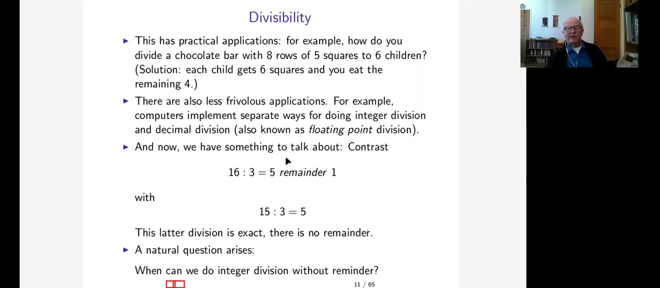So now we started with natural numbers. We realized we can do division, and we realized we can do division with remainder. And then we notice a curious thing. Sometimes we do have a remainder. So for instance, 16 divided by 3 is 5, with remainder 1. But if we take 15 divided by 3, that's just 5, and there is no remainder. So that's a curious thing. When do we have a remainder, and when we don't have a remainder? So when can we do integer division without a remainder? That's so nice, so clean.